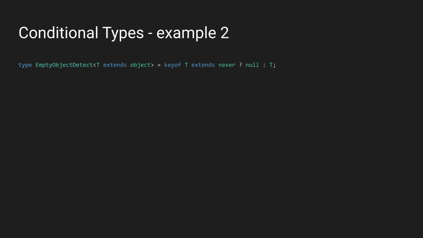The last example demonstrates how to detect an empty object. We use an extends never check, which identifies type mismatches and adjusts the final type to resolve issues. So here we ask for T, which would be an object. If we use the keyof operation on the empty object, the result will be never. Here we are checking for this condition using keyof T extends never inside a ternary operation.